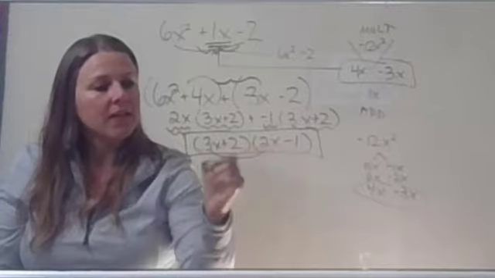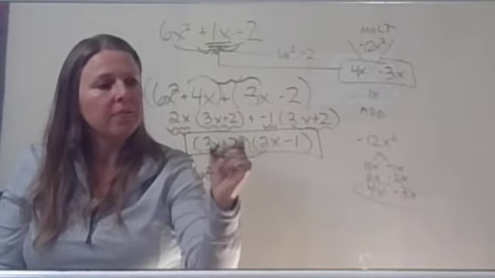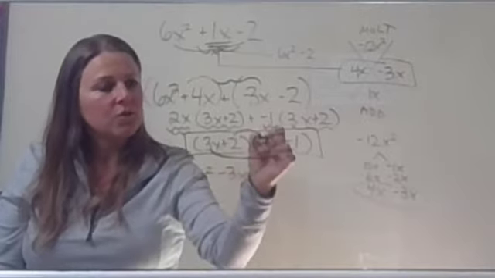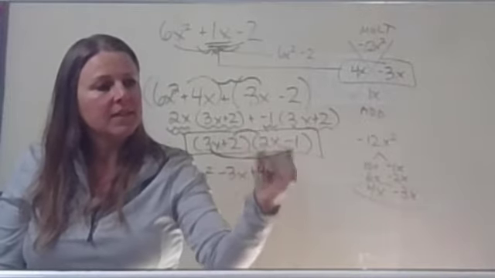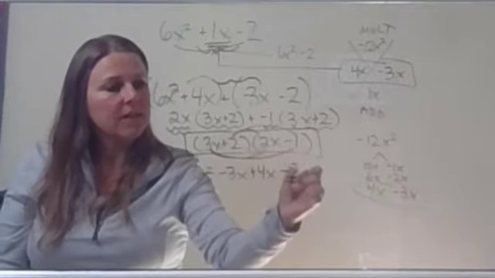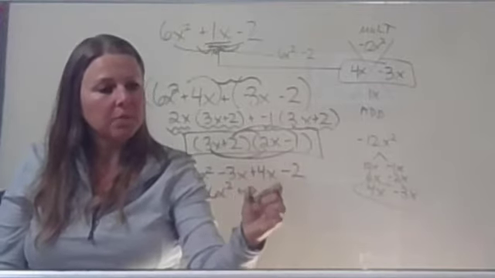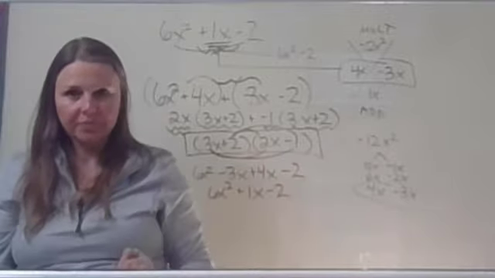So 3x times 2x is 6x squared. 3x times negative 1 is negative 3x. 2 times 2x is 4x. And 2 times negative 1 is negative 2. So this does simplify to 6x squared plus 1x minus 2.